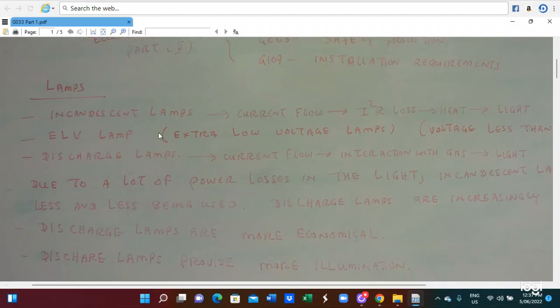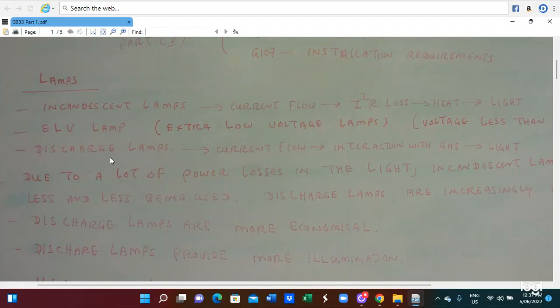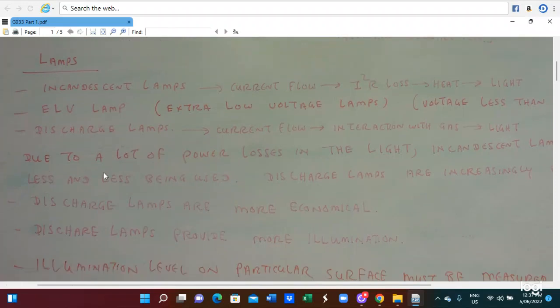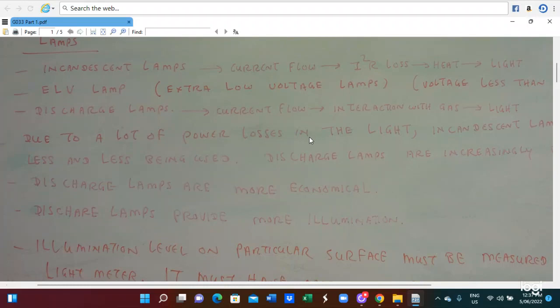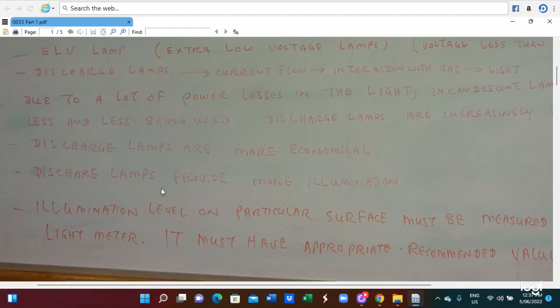ELV lamp is an extra low voltage lamp. This is a voltage less than 550 volts. Discharge lamp is when the current flows, it can interact with the gas and the light will come out. Because of the large power losses in the light, incandescent lamps are now utilized less. Now we are using the discharge lamps. Discharge lamps are the most economical. Discharge lamps also provide the most illumination.